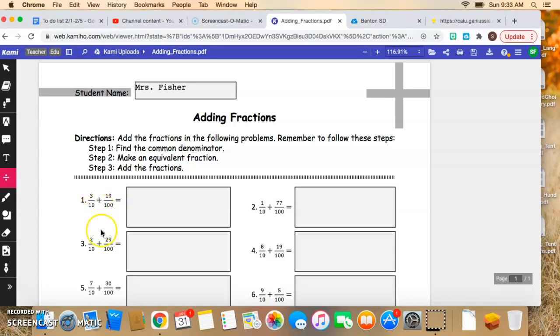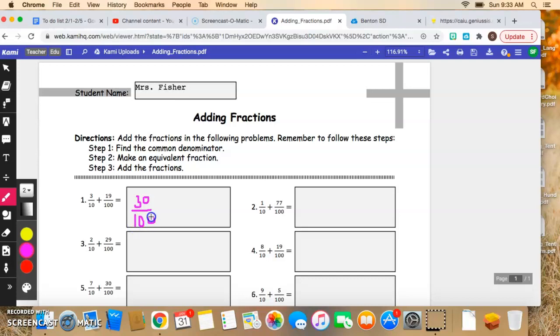Now we need to think, how can we get there? To get there, we have to multiply 10 times 10 to get to 100. Since we multiplied 10 times 10 to get to 100, we have to multiply the top number by 10. 10 times 3 is 30. So I'm just going to write 30 over 100.